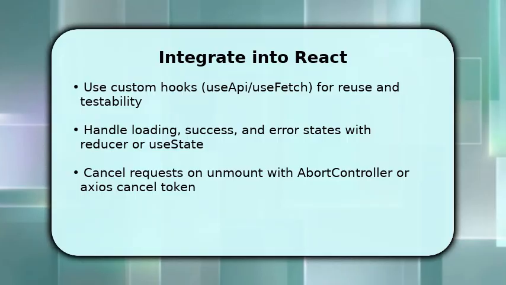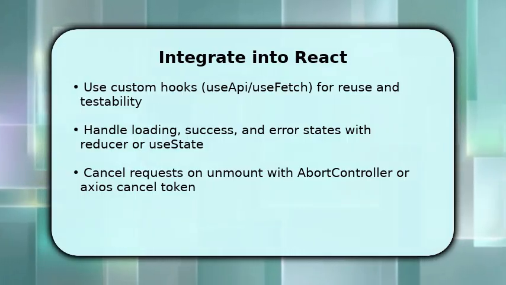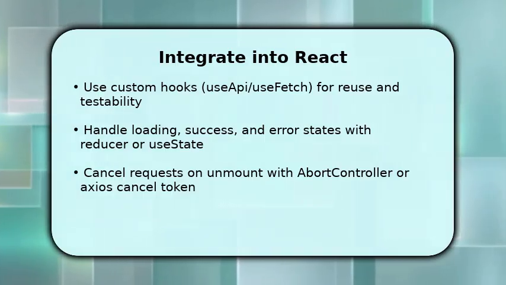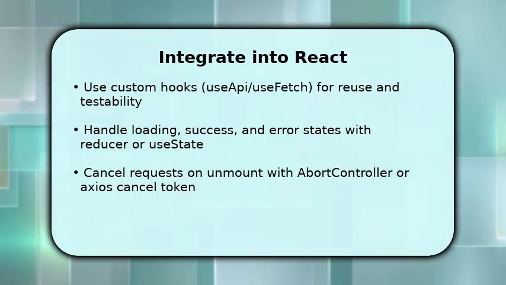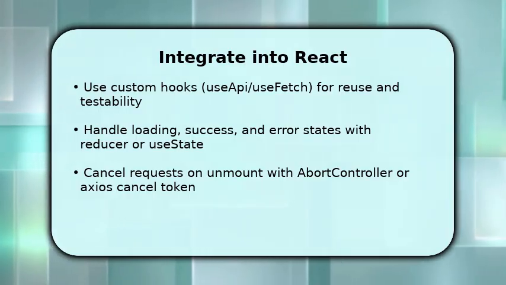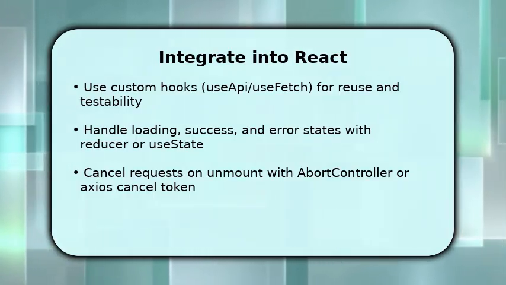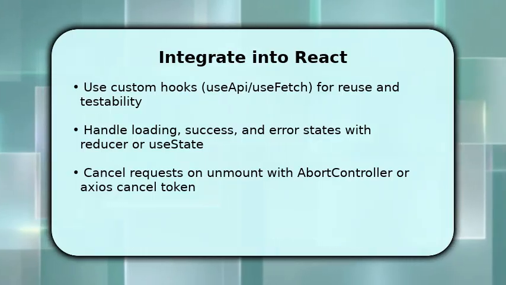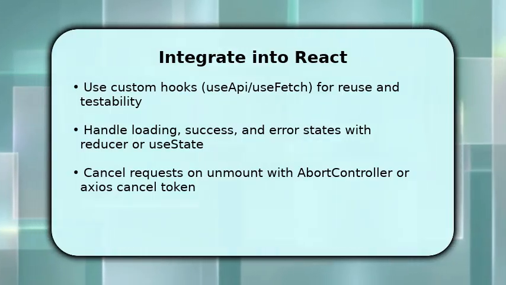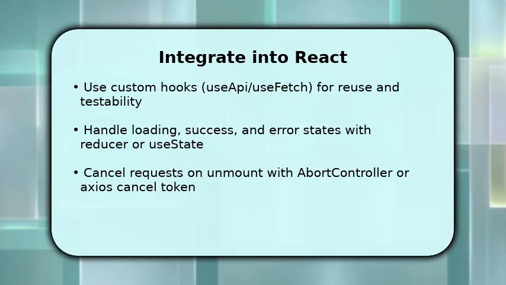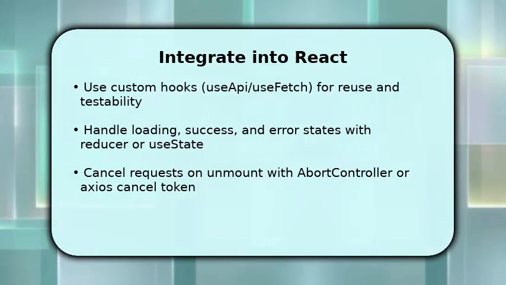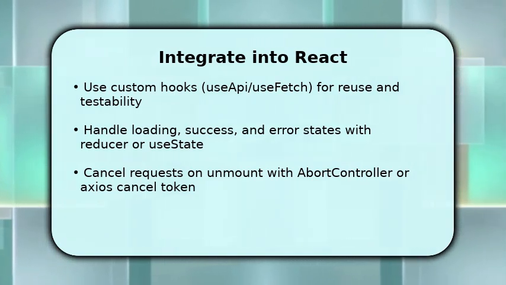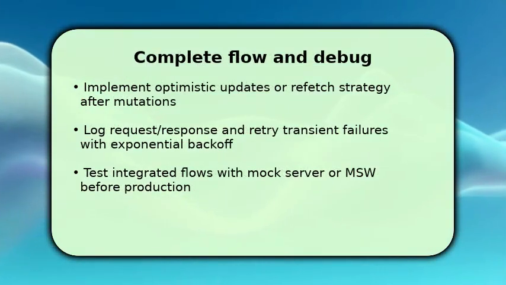You now wire the API wrapper into React by building a custom hook that returns data, loading, and error. Use a reducer if you have complex state transitions because it keeps logic predictable. Once done, implement request cancellation with AbortController or Axios cancel tokens to avoid state updates on unmounted components. Make sure to memoize inputs with useMemo or useCallback to prevent unnecessary refetches, and centralize error parsing so UI shows consistent messages. You finish by connecting mutations.